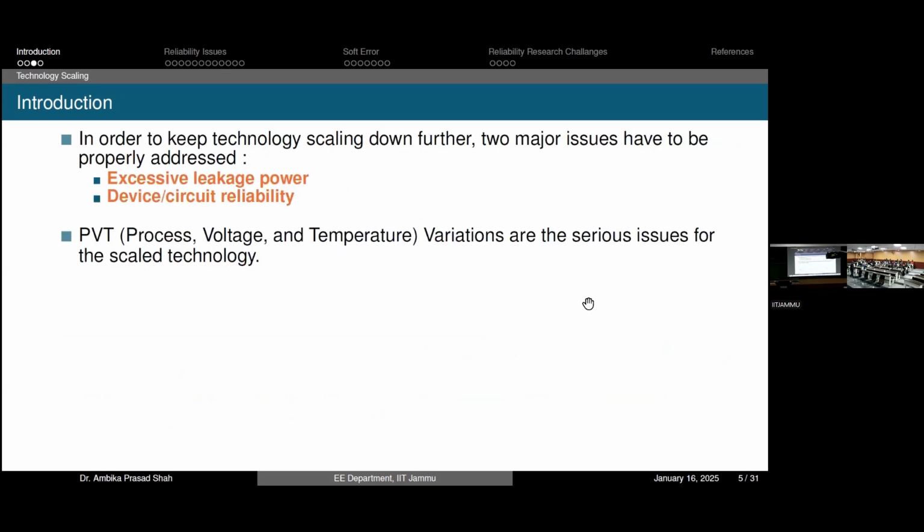Okay, so there are two major things. One is the excessive leakage power, because if you scale down the technology, definitely power becomes one of the constraints, one of the problems. And the second one is reliability. So these are the major things that need to be addressed at the scaled technology or at the lower technologies. And other than these things, I was talking about the PVT variations.